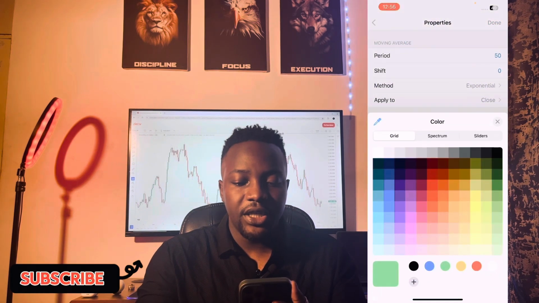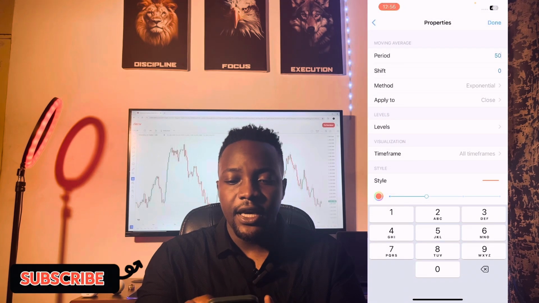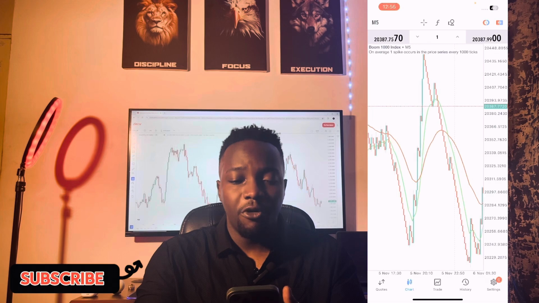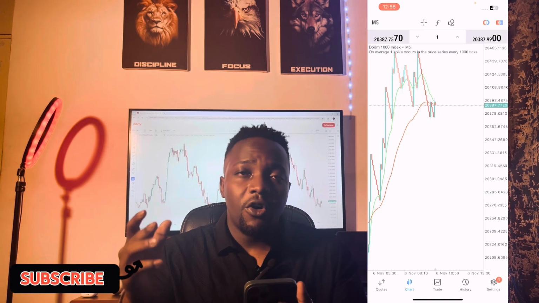What we're going to change right here is the style. I'm going to change it to the red color like that, and then click done. And as you can see, we now have the red and green moving averages. Okay, this is the first part of our setup.